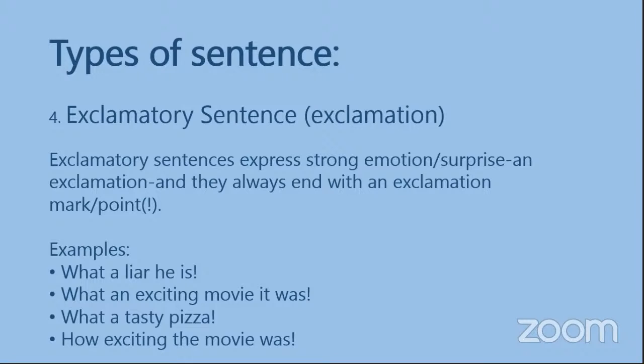So next one, we are going to see about exclamatory sentences. Now, what is an exclamatory sentence? An exclamatory sentence is nothing but your exclamation mark. Okay, so exclamatory sentences express strong emotion, surprise. Somebody gives you a surprise, or it may be a sudden feeling. Oh, what are you doing? So sudden feeling. Okay, so that is nothing but your exclamatory sentences.